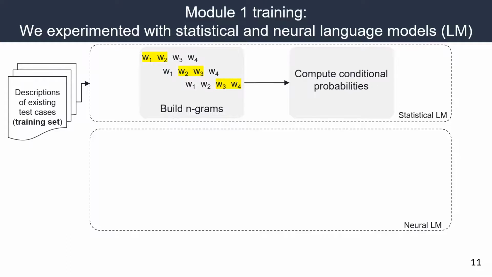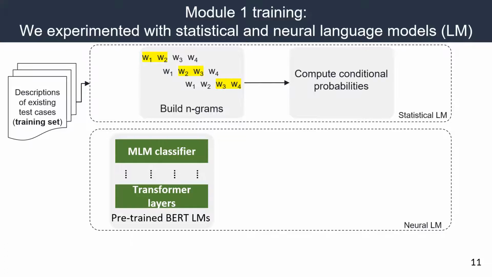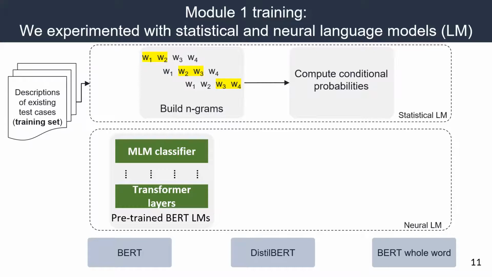For the neural language models, we experimented with pre-trained BERT language models. So these are the traditional BERT with the transformer layers with a language modeling head, which is basically a classifier on top. And we experimented with three pre-trained models. The first one is the original BERT. The second one is the distill BERT, which is a smaller version. And the third one is BERT whole word, which is a slightly different version compared to the original, in which you mask the whole word instead of subwords, like in the original BERT.